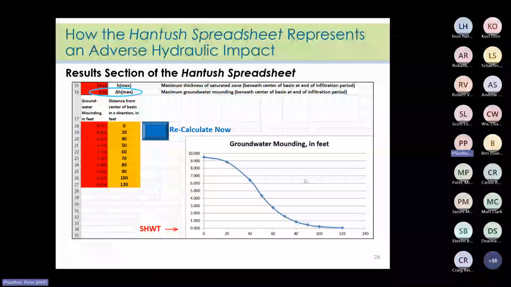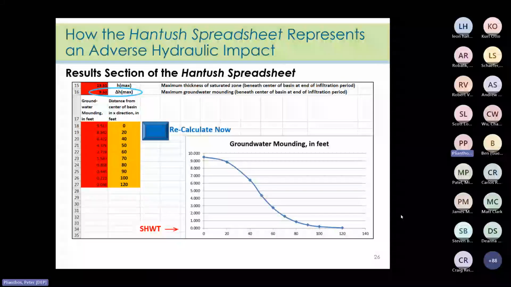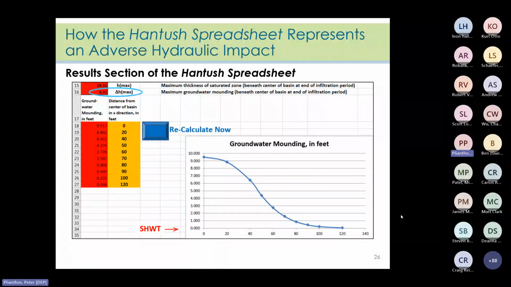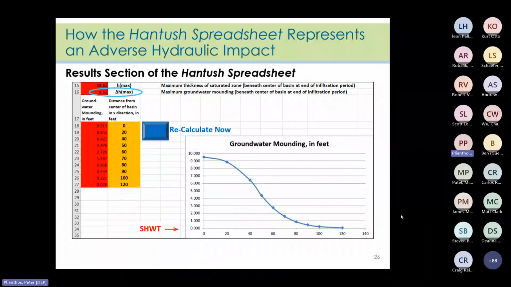The plot by itself looks normal, but is it? We have to understand what is being plotted and check it against the reality of our design. The depth to the seasonal high water table is 8 feet. This does not mean groundwater will rise up in real life above the basin bottom like this.